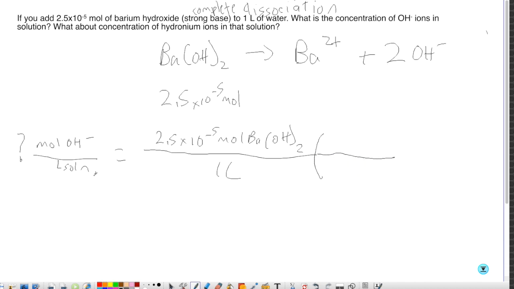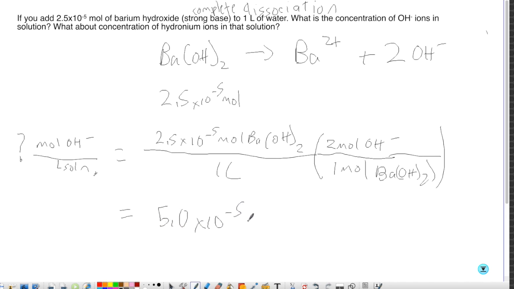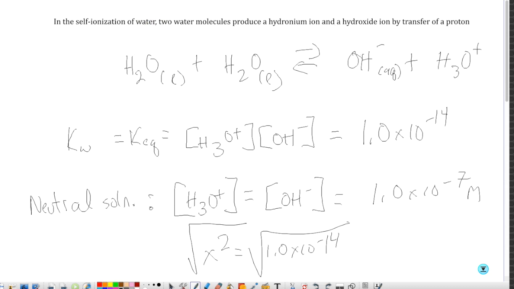Okay? So just using the mole ratios, I know that 2 moles hydroxide ion are to 1 mole barium hydroxide. So I can solve for that with 2 sig figs, 5.0 times 10 to the minus 5 molar hydroxide ion. All right, so that's hydroxide. Well, what about hydronium? Hydronium doesn't appear anywhere in this solution. Oh, well, this is a solution in water, right? This is a solution made in water, which means that this auto-ionization is happening in water.